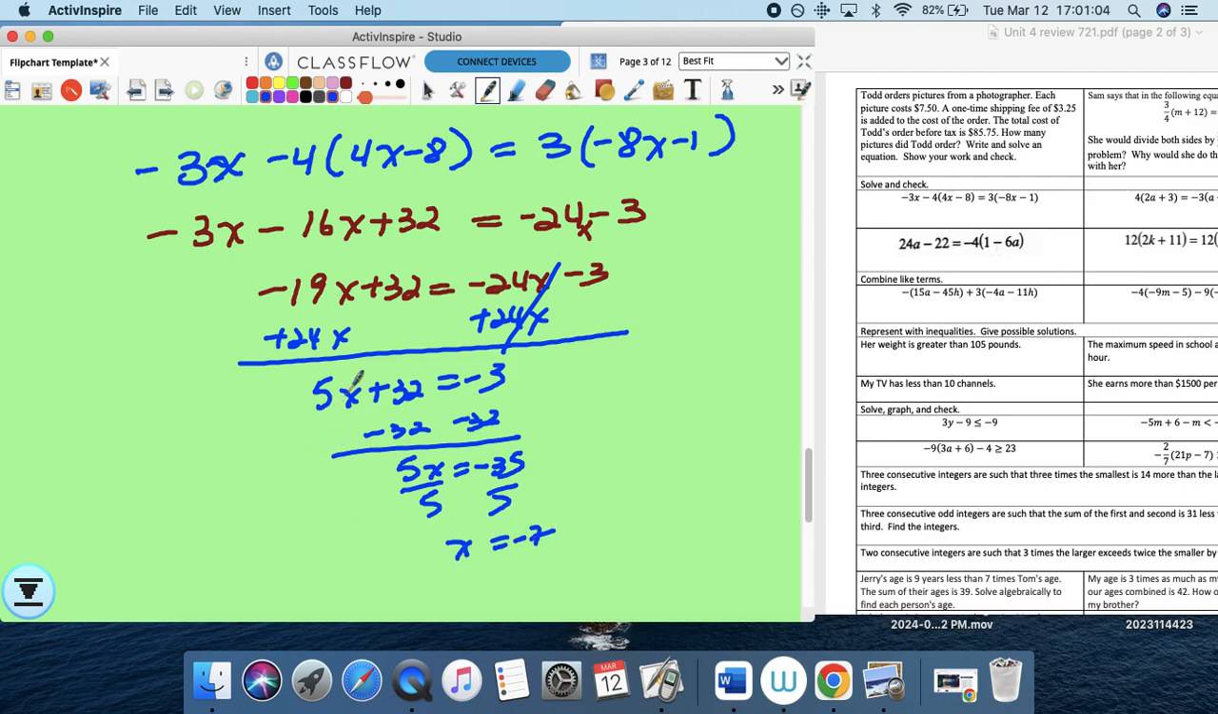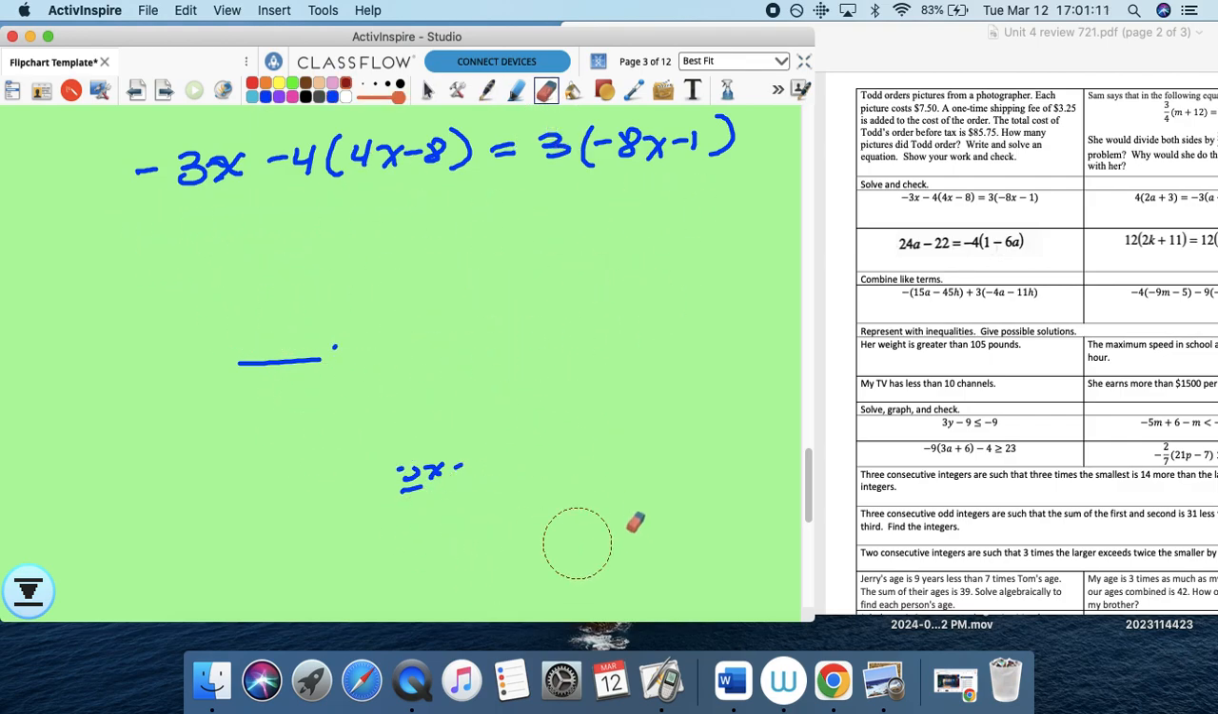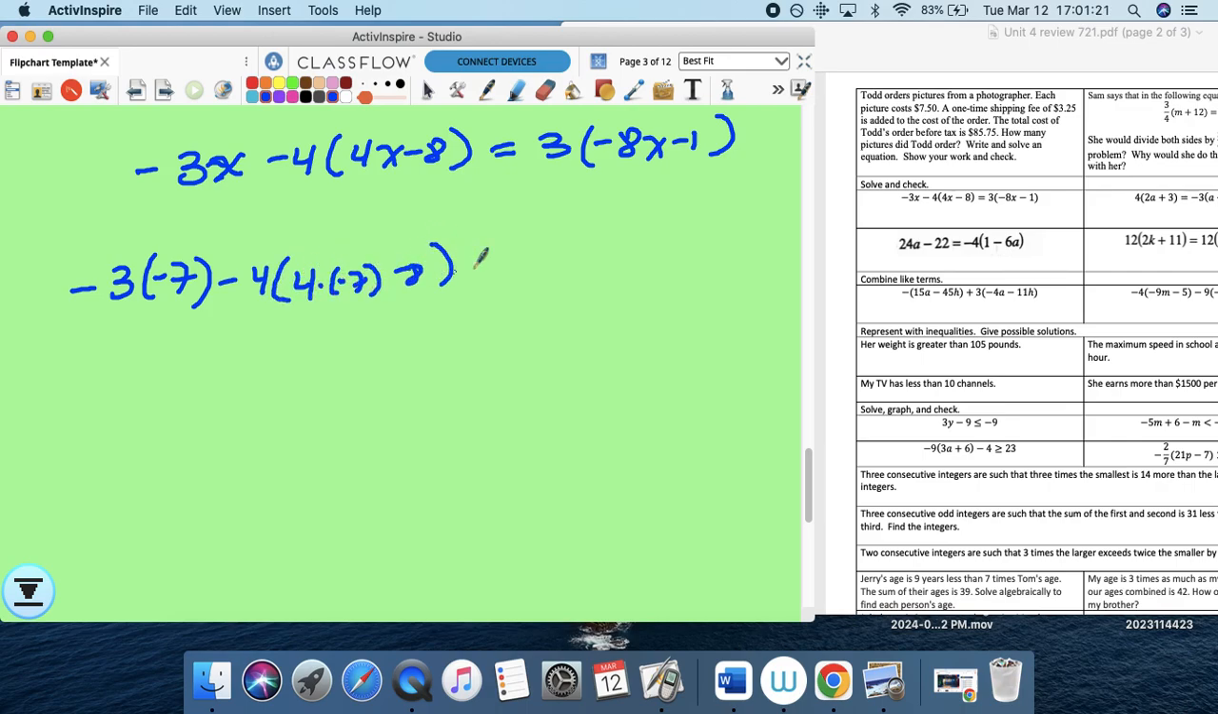I think that's the easy part. x equals negative 7. So now we have to do a check. Let me erase all this. I'm going to replace every x that I see with negative 7. So negative 3 times negative 7 minus 4 times the quantity 4 times negative 7 minus 8 equals 3 times the quantity negative 8 times negative 7 minus 1.